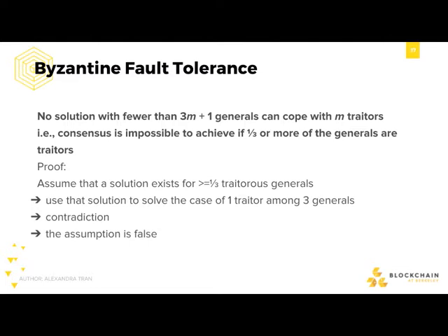This is a simple proof, but basically assume that a solution exists for greater than or equal to a third of the generals being traitorous, and since it exists, you should be able to use that solution to solve the case of 1 traitor among 3 generals. And that would be a contradiction because we just showed that it doesn't work. The assumption basically is false. That's Byzantine fault tolerance. That's the Byzantine Generals Problem.